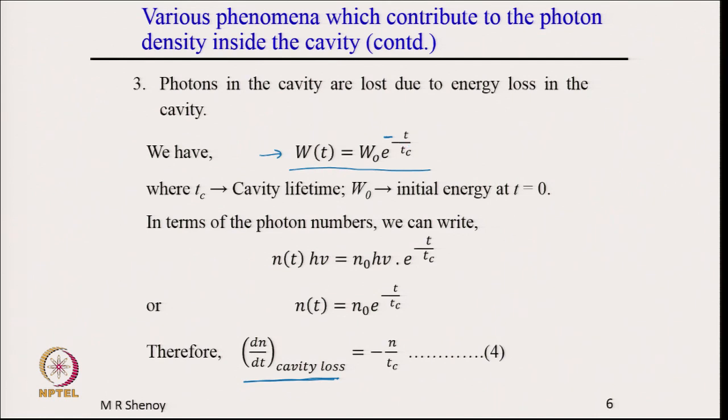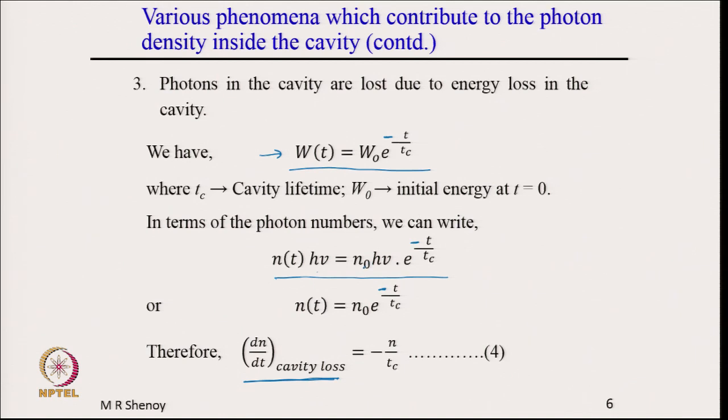So, it is minus t by Tc. Here also it is the same, minus t by Tc. All right. In terms of photon number, because energy is n into h nu, the energy at any time t is equal to the photon number at that time t multiplied by h nu. So, the equivalent expression is n of t into h nu is equal to n0 into h nu into e to the power of minus t by Tc.